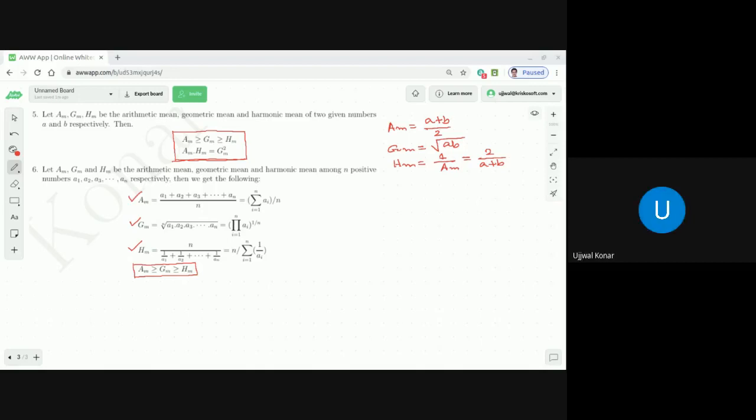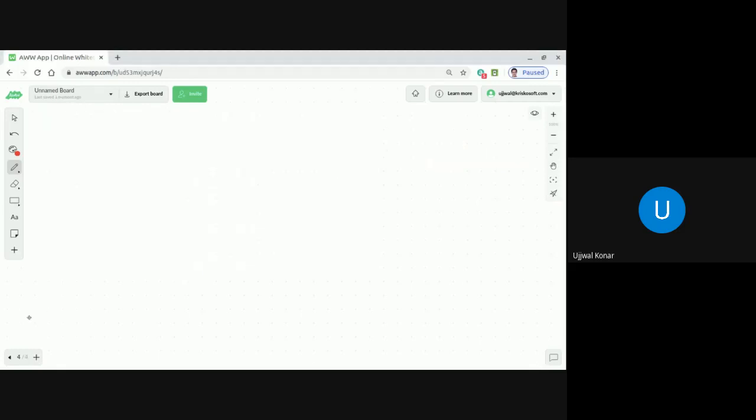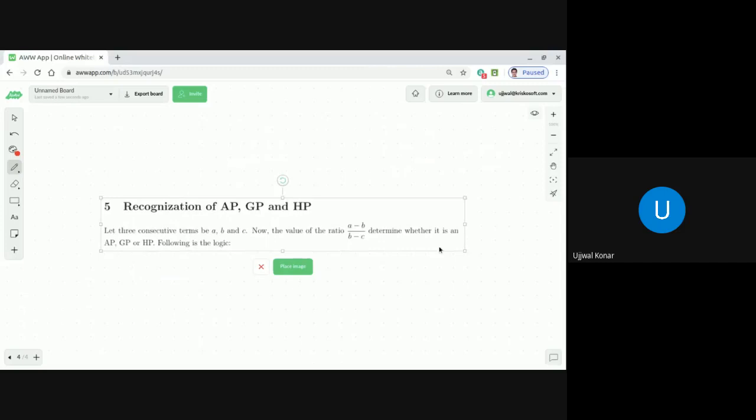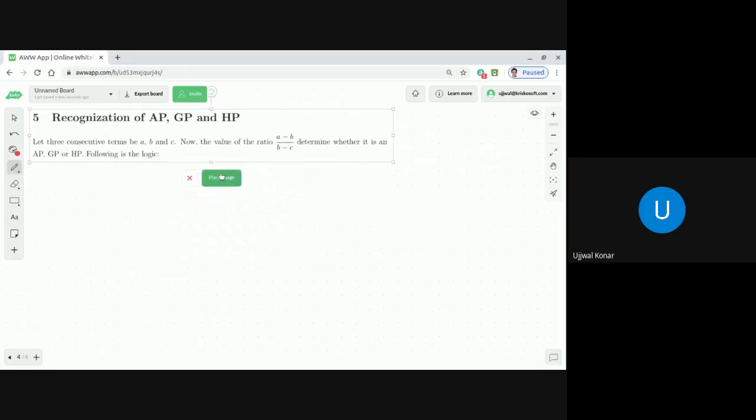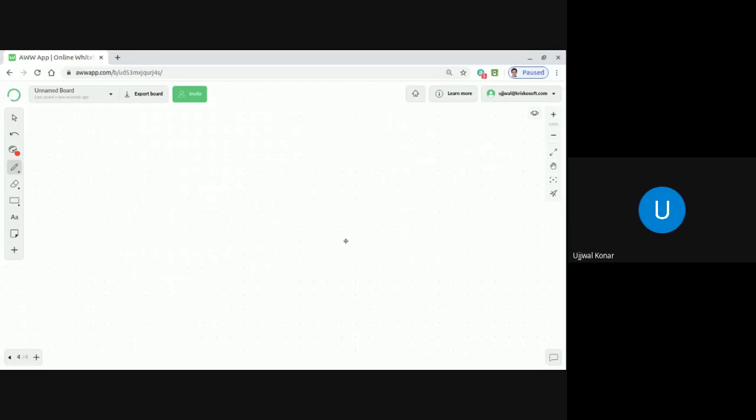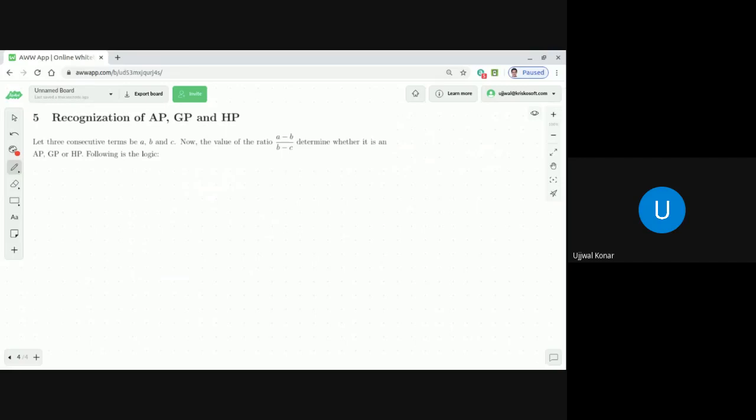And these are the learning patterns for entrance examinations, so that it will help us find quickly whether it is AP or GP or HP. So here it is. Let me first read out. Let three consecutive terms be A, B and C. Now the value of the ratio A minus B by B minus C determines whether it is an arithmetic progression or geometric progression or harmonic progression. What is the logic? Here I am going to mention the logic.